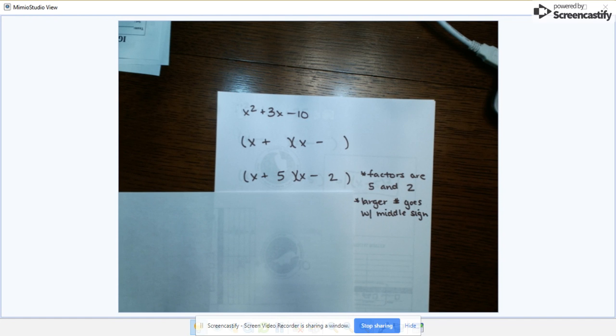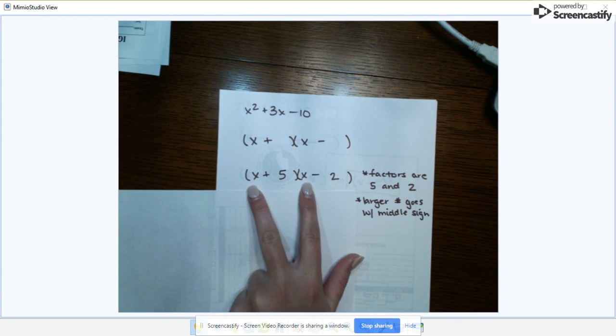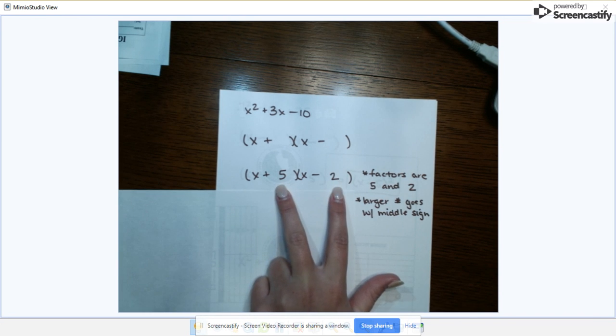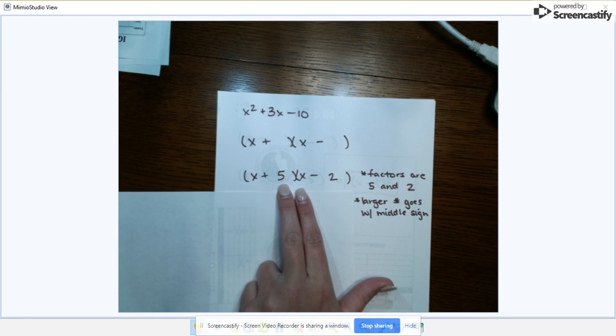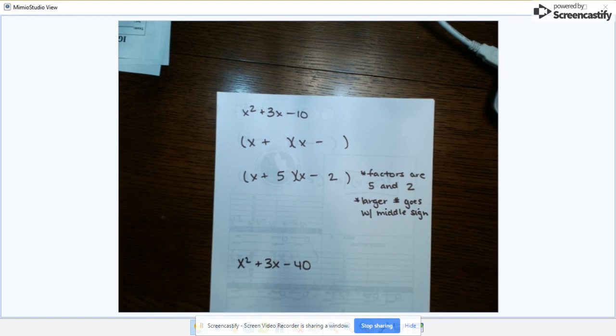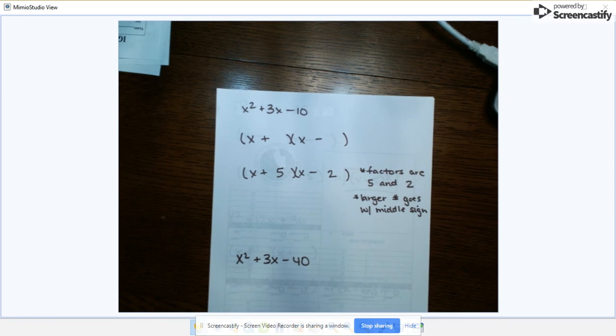X plus 5 times x minus 2. Again, if you were to check this, you'd get x squared minus 2x plus 5x minus 10. And a minus 2x plus 5x would give you a positive 3. I'd like you guys to factor x squared plus 3x minus 40.